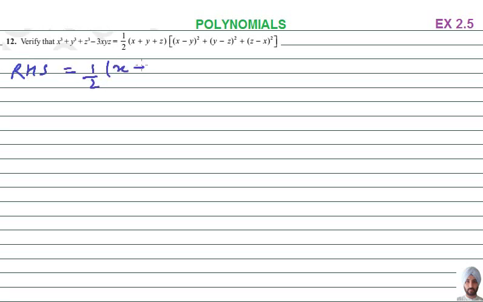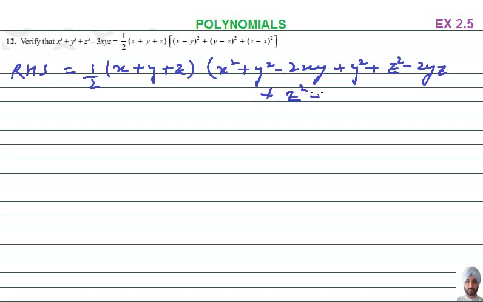RHS is half x plus y plus z times the brackets. Here you can see we have a minus b whole square. So what we can do, we can simplify it to a square plus b square minus 2ab. Similarly, a square plus b square minus 2ab. Why? Because again you had a minus b whole square. Again the third term is also a minus b whole square. So we can write a square plus b square minus 2ab.